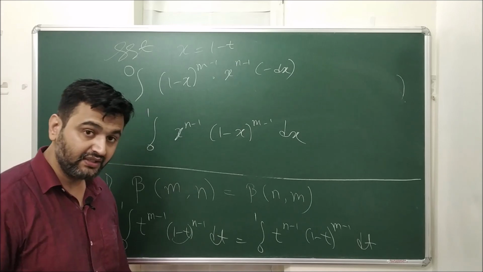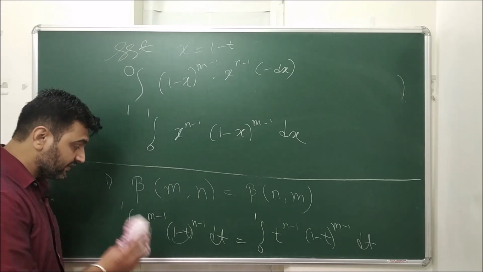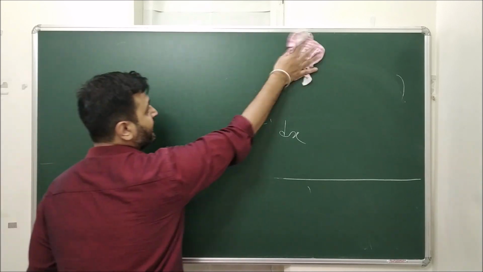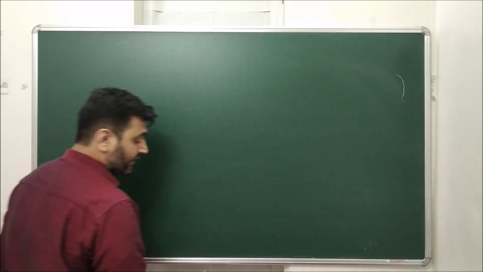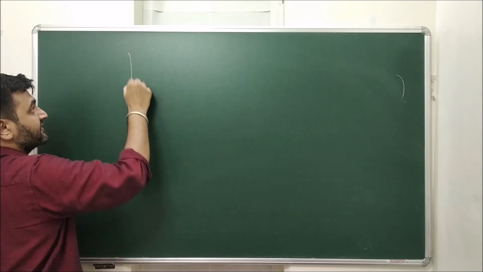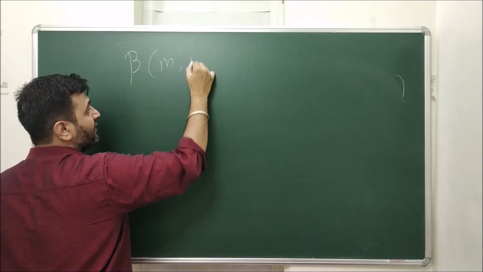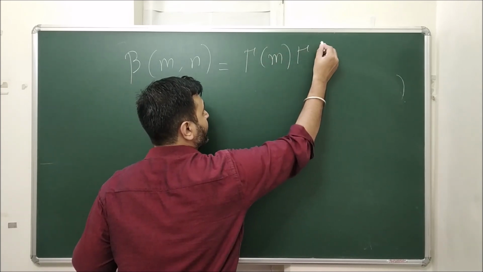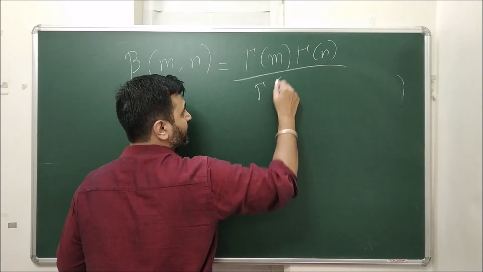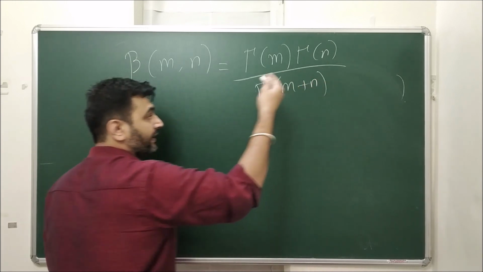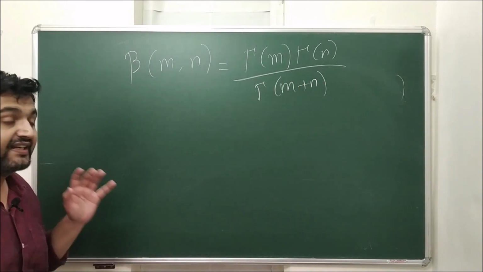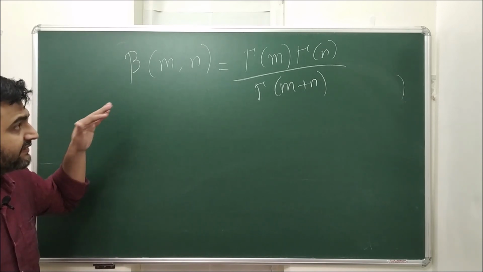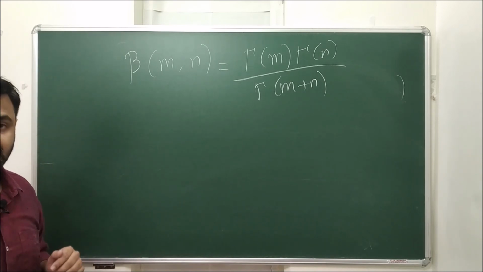Okay, so that was one thing. Now there is another very nice relation, or I will say the connection, between the beta and gamma functions. And what is that connection? It says that beta of m, n is nothing but gamma of m into gamma of n upon gamma of m plus n. So this is a very nice relation. I'm not going to prove it because it will take a lot of time, but it is a very nice relation between the beta and gamma functions.